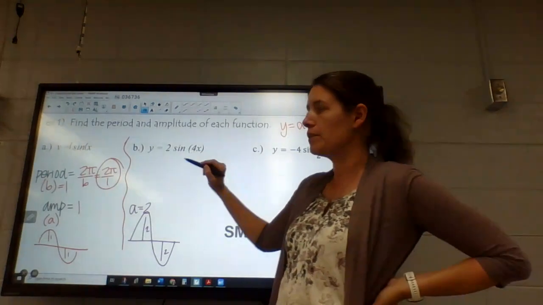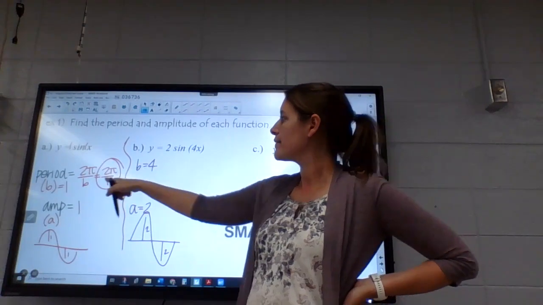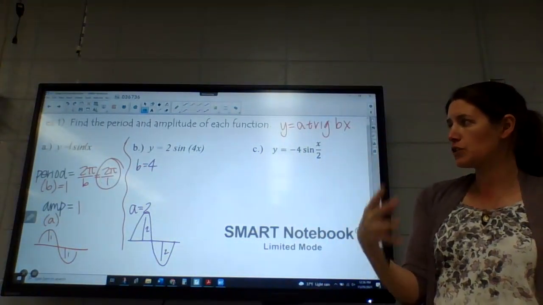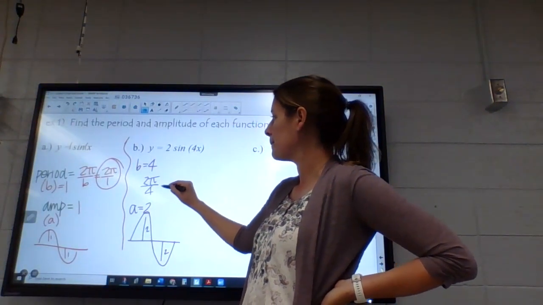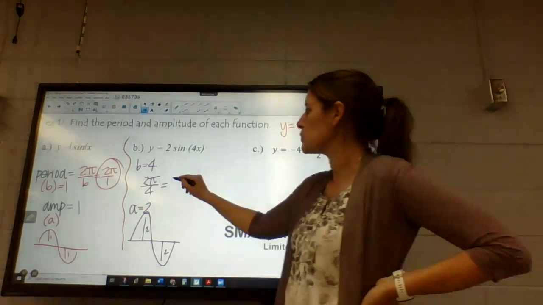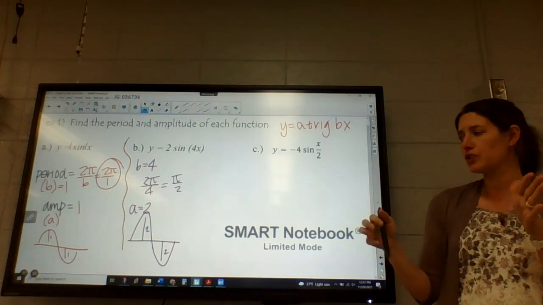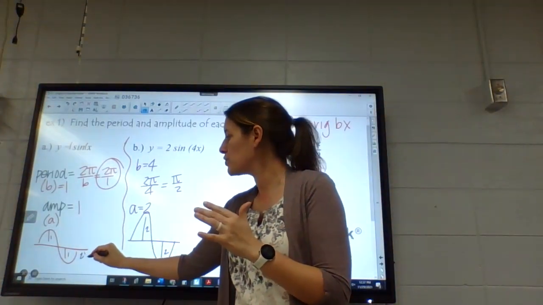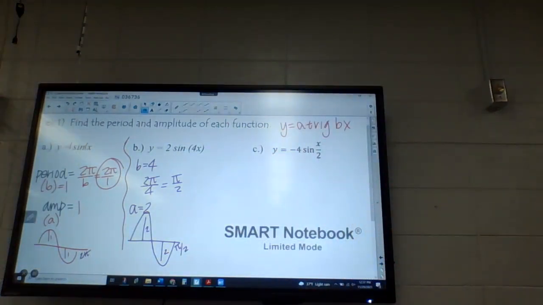And then that B value, in this case, B is what? B is 4. So to figure out my period, I have to take 2 pi and divide it by 4. So what would that be? Pi over 2. So what that means is this graph would repeat by the time it gets to pi over 2. So rather than this being over here at 2 pi, it would already have made that whole revolution by pi over 2. So this graph would be a lot skinnier.